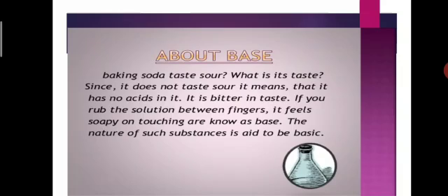If you rub the solution between your fingers, it feels soapy to the touch, and such substances are known as bases. So when you rub any basic substance between your fingers, you feel a soapy touch. We can say that the nature of these types of substances is known as basic.